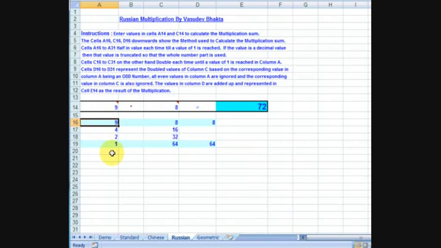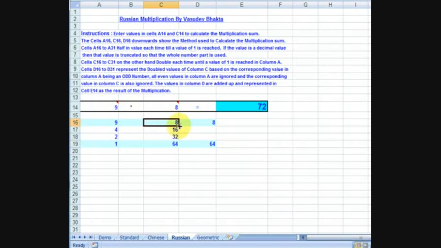The values on the left hand side halve until 1 is reached. So 9 halved gives you 4.5. You take the whole number part, which is 4, and ignore the 0.5. Halve the value 4 again, and we get a value of 2. Halve it again, and we get a value of 1. And that's where we stop. We don't need to halve it any further.